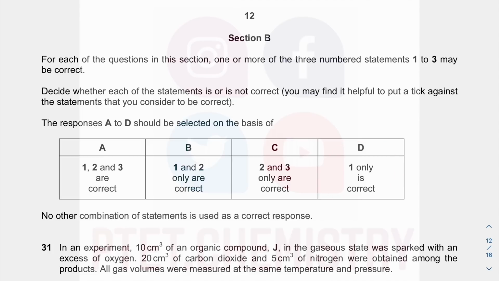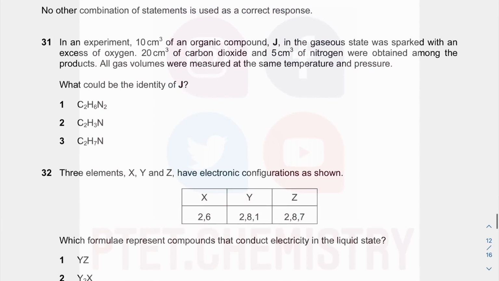And if number 1 is incorrect, you're left with this option. And if 1 is correct, then you go for the next one and you check number 3. And if 3 is correct, then this is the answer. If 3 is incorrect, then you're left with this. Alright? So a bit of logical thinking, I guess.